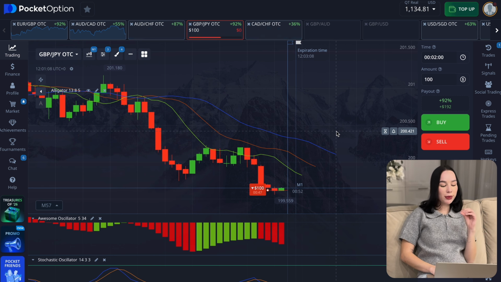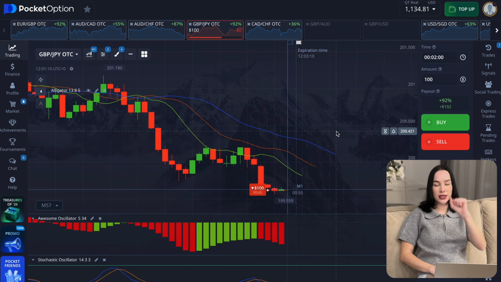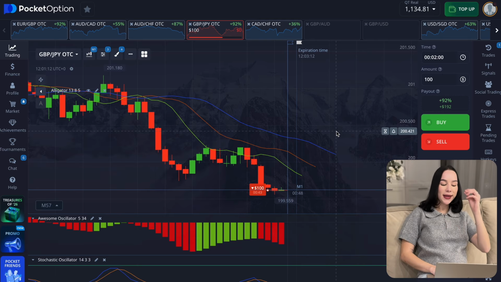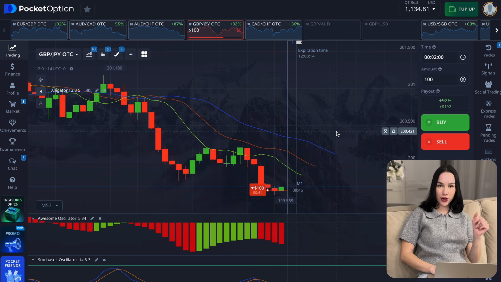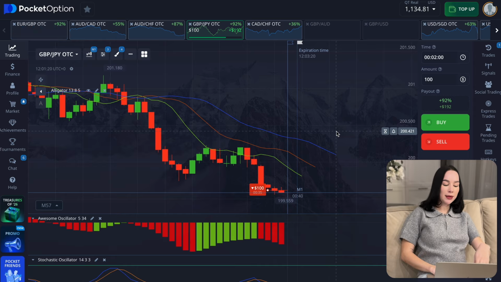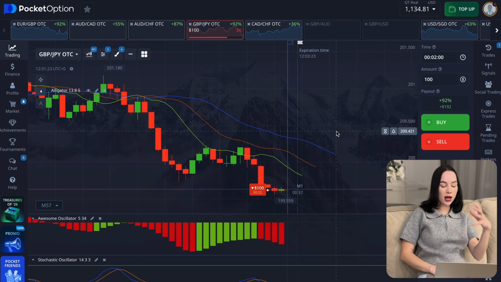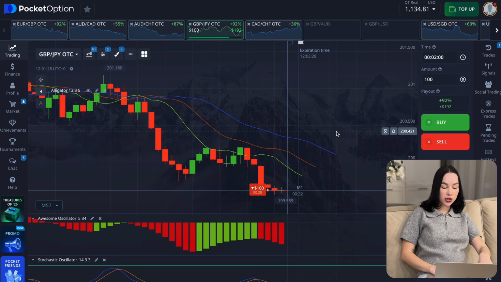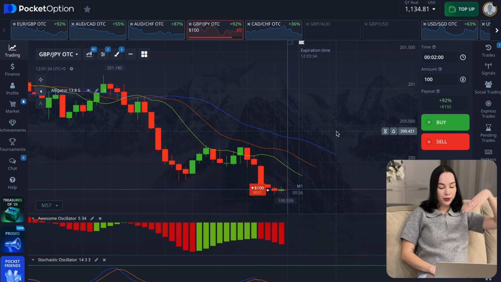But why do we also use the Awesome Oscillator and the Stochastic Oscillator here? Because they are faster indicators. They work better for short-term trading, because the Alligator sometimes cannot show us the start of the reversal at the beginning of the trend. As we can see, when it was just the start of this downward trend, we could already see on the Awesome Oscillator histogram the red bars appearing, going lower and lower.